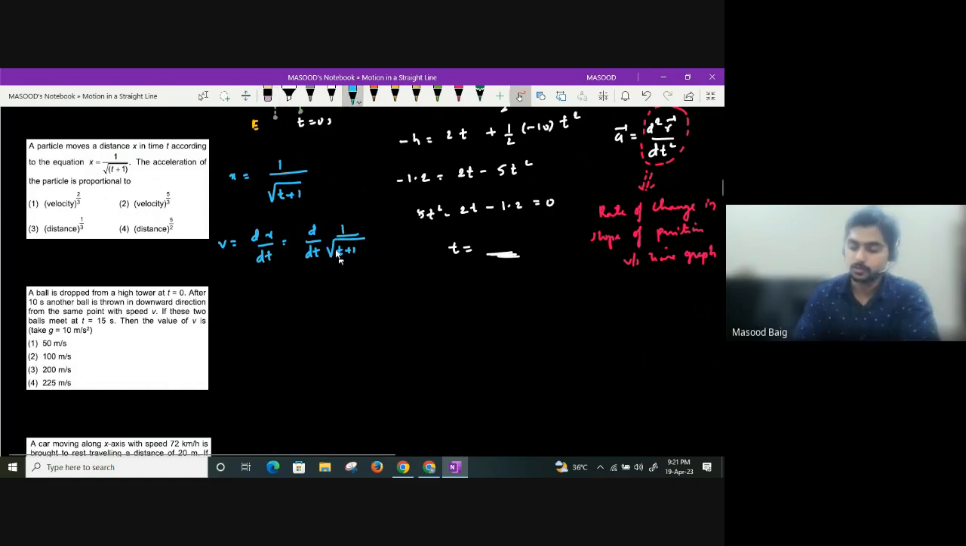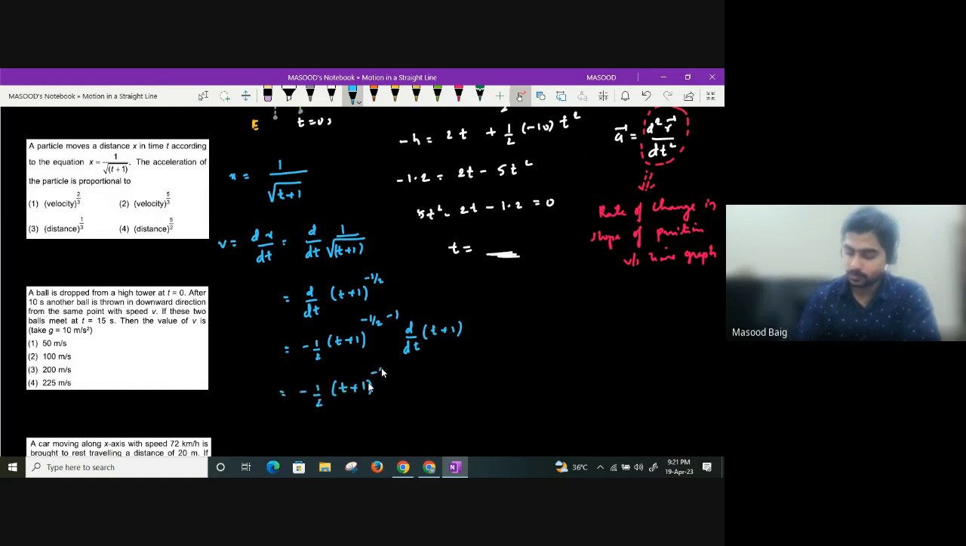I can also write this as d by dt of (t plus 1) whole power minus 1 by 2. Is it the derivative of x power n or not? What is the derivative of x power n? It is n into x power n minus 1 into d by dx of x. So I will get minus 1 by 2 (t plus 1) whole power minus 3 by 2. This is again the derivative of u plus v, which I can write as derivative of u plus derivative of v.